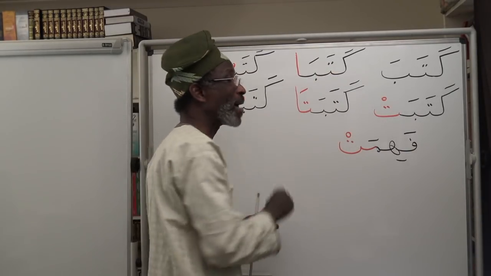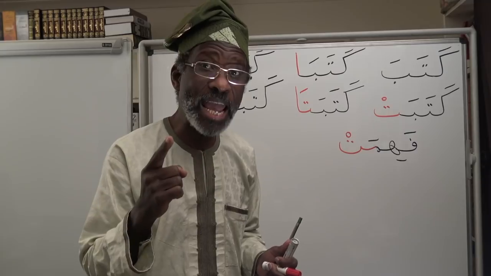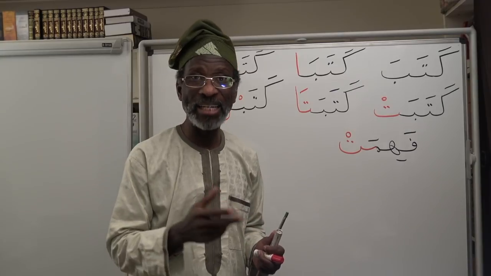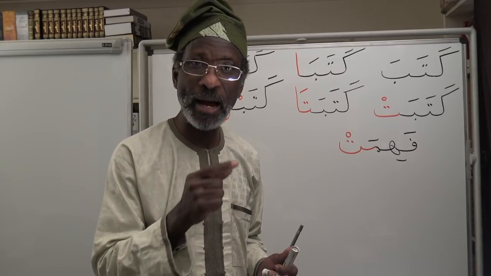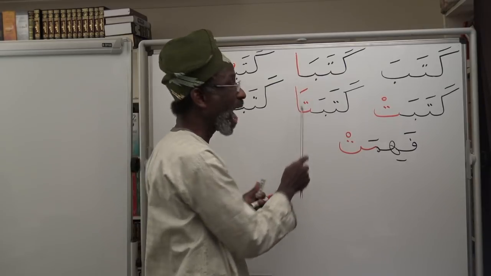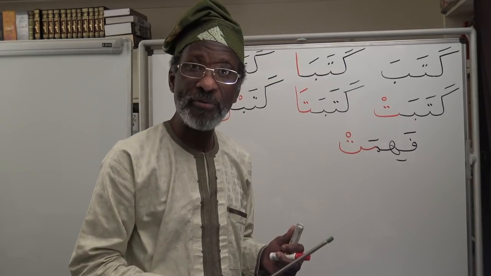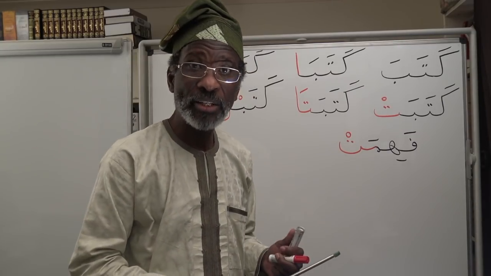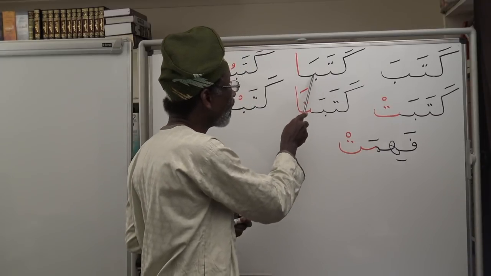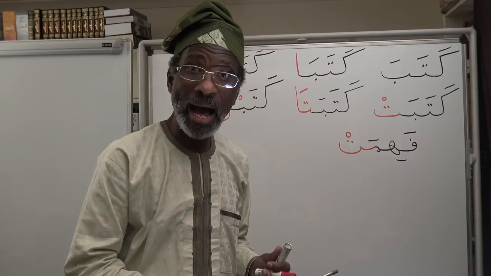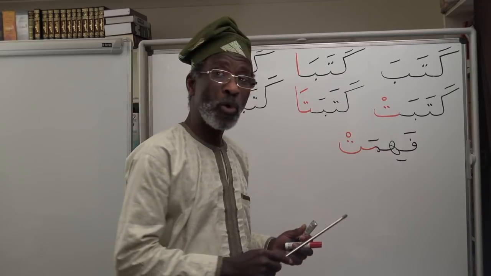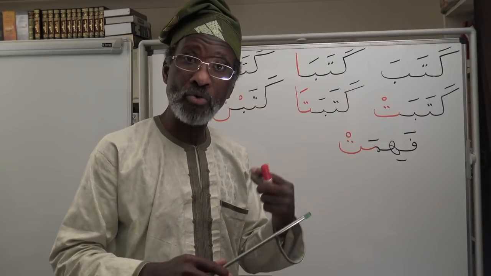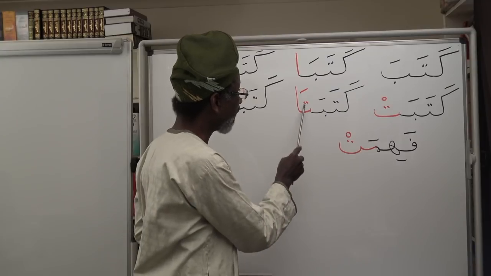We have now kataba. Kataba means they, in this case meaning two males, two men, two boys wrote. This alif, we call it alif of ithnain, alif al ithnain. So that alif is the dual alif, telling us there are two people involved here. Kataba. Now, for they, meaning two women or two girls, wrote, we will say katabata.